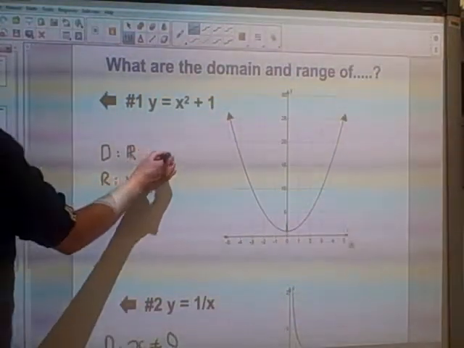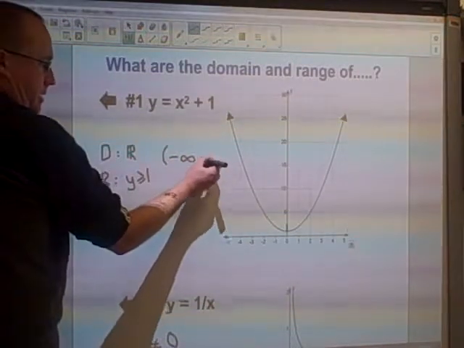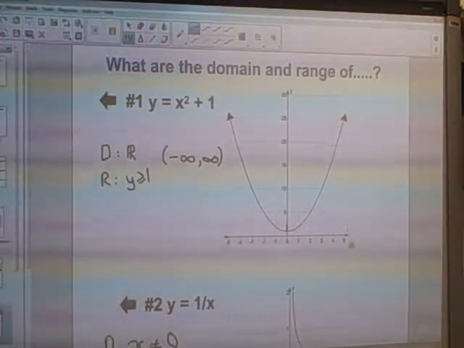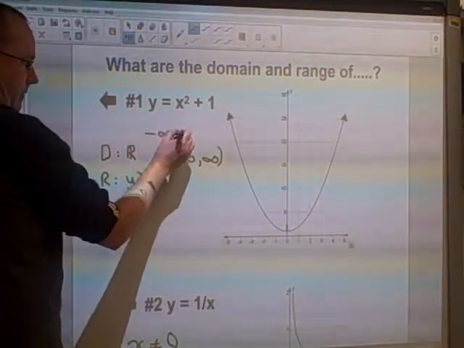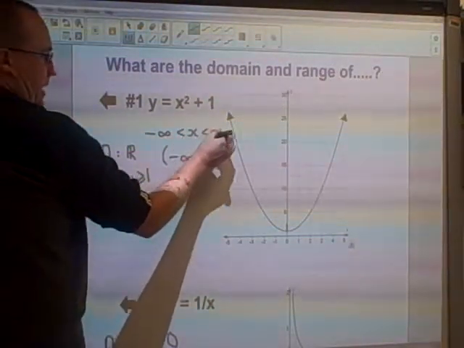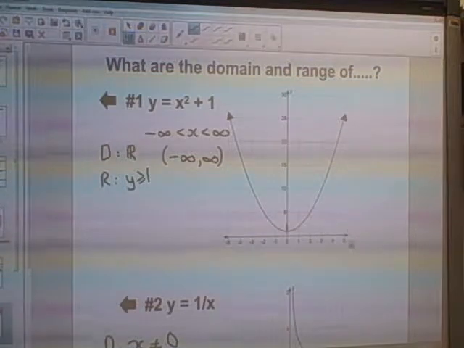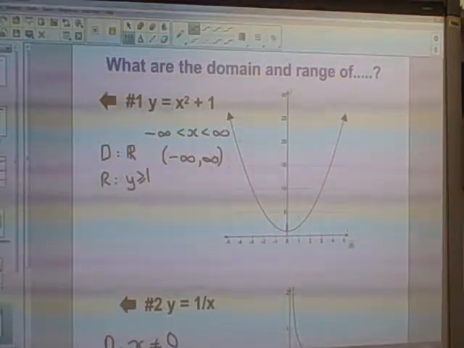Now you could also say it goes from negative infinity to infinity as well. That's another way you could do it. And you could use inequalities as well. You could say negative infinity is less than x, which is less than infinity. So 3 different ways you can do that.